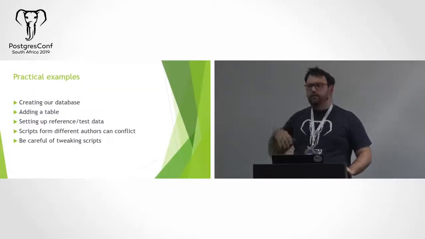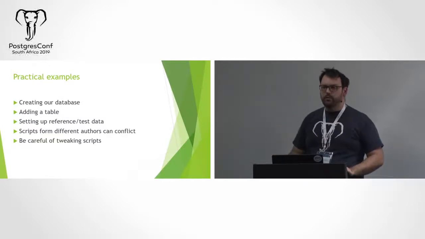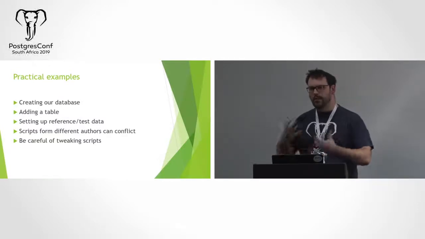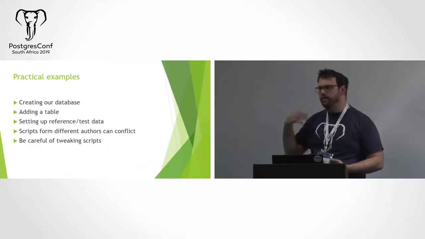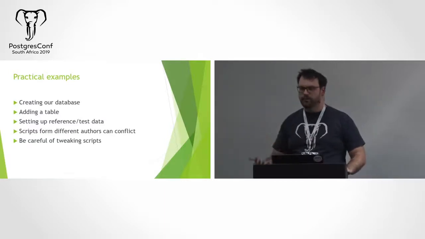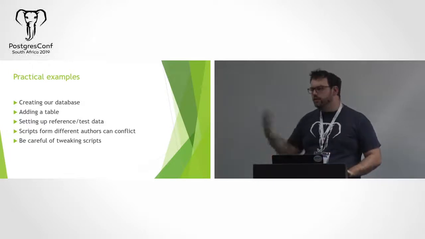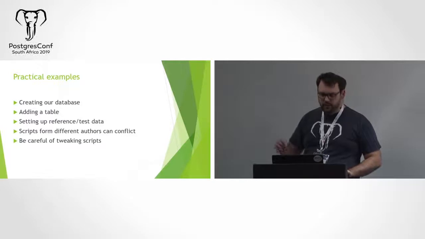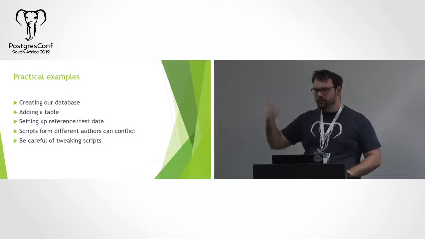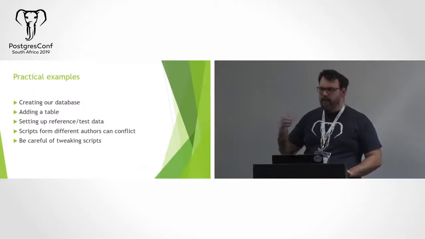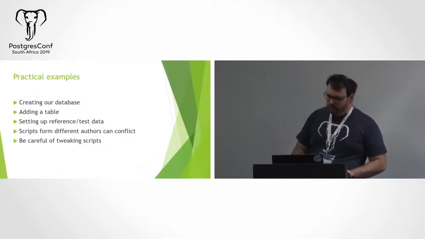So I'm going to take us into a couple of practical examples, just so that you can see what it actually looks like in your DB after Flyway has run the modified files. The first one is creating the database. I'll also explain why creating a DB with Flyway is a bit iffy. Then we're going to add a simple table and set up some reference or test data for it. We're going to look at how Flyway behaves when you try and change the order of operations, as well as changing the content of a script.